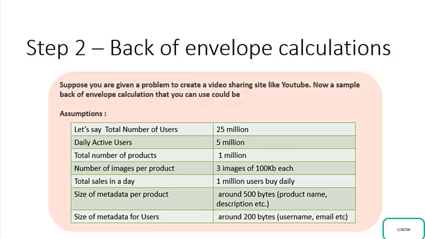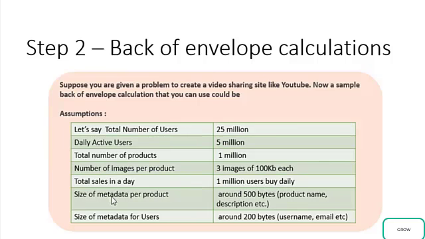So let's say total number of users on the website is 25 million users. Daily active users on the website is 5 million. Total number of products on the website is around 1 million. Number of images per product. So every product will have some sort of images like thumbnail images or product images basically. So we are saying on an average each product has around 3 images of 100 KB each. Total sales in a day is 1 million users buy daily.